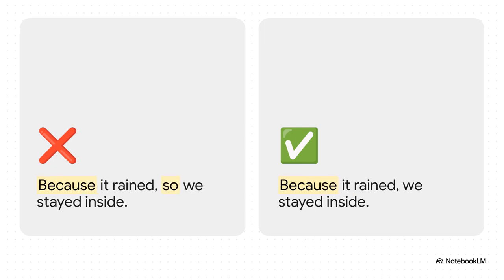Done. And the exact same redundancy rule applies here. We see this one all the time. If you start your sentence with because, you absolutely do not need so to hold the second half together. The word because is already doing all the heavy lifting. You just need your comma. Because it was raining, we stayed inside. Nice, clean, and structurally sound.